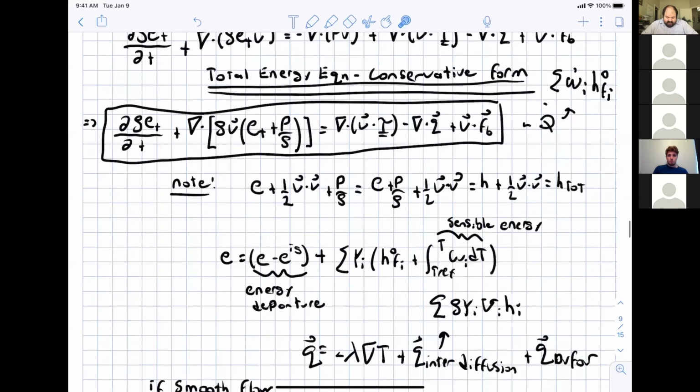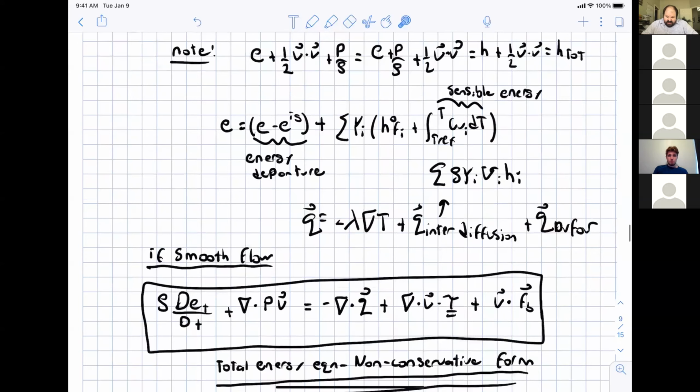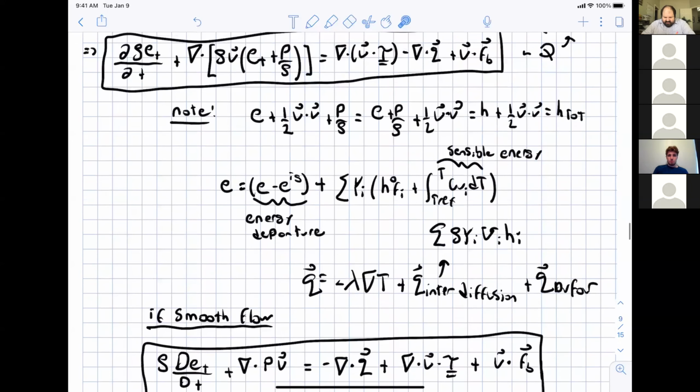Okay, so I'm not going to go through it, but then we have this heat flux vector, and the heat flux vector, recall, is this heat conduction term plus an interdiffusion term plus a second order Dufour effect, which is normally neglected. And this interdiffusion term is just the sum of rho Yi times the diffusion velocity for species i times the enthalpy for species i.